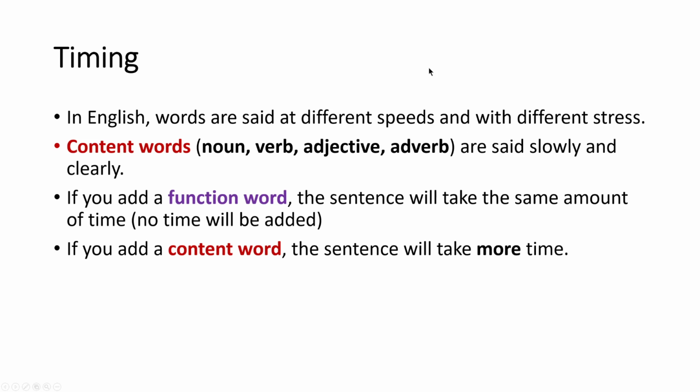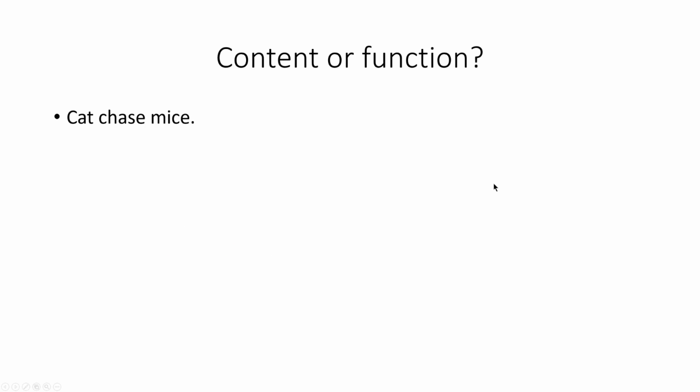We're going to look at some examples of that. So just right now, as we're going, think about, are these content words or function words? Cats chase mice. So these are all content words. We've got a noun, a common noun, a verb, and then another common noun. So subject, verb, object, and they're all content words. So it's going to be cats chase mice.